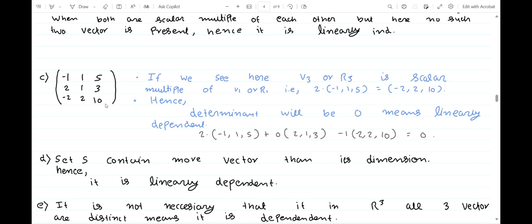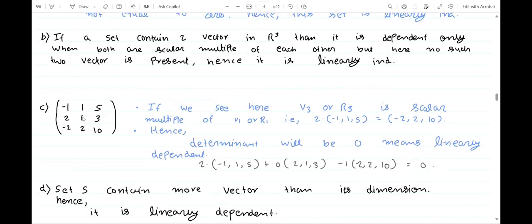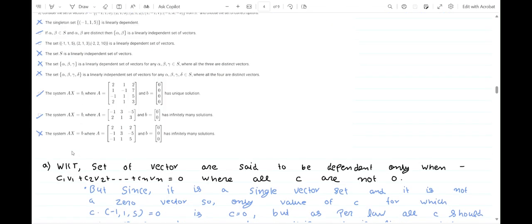If we multiply V1 by 2, the result is V3, hence its determinant will be 0, as we know that if any two rows or columns are proportional to each other, then their determinant is 0. Hence this given set of vectors is dependent.